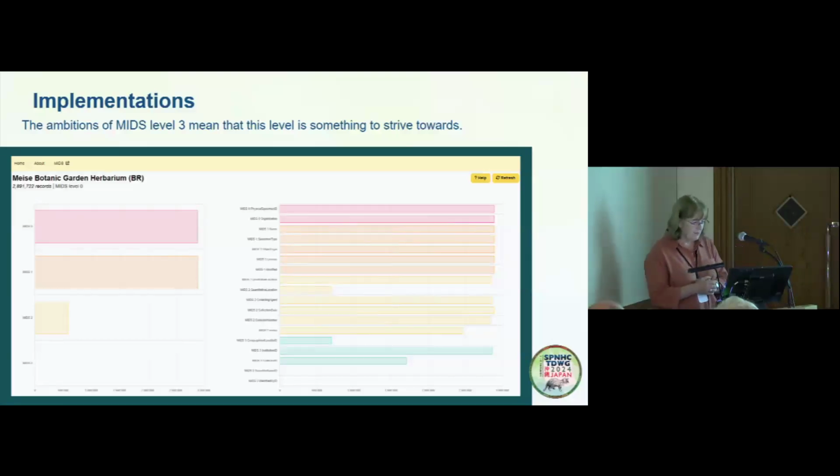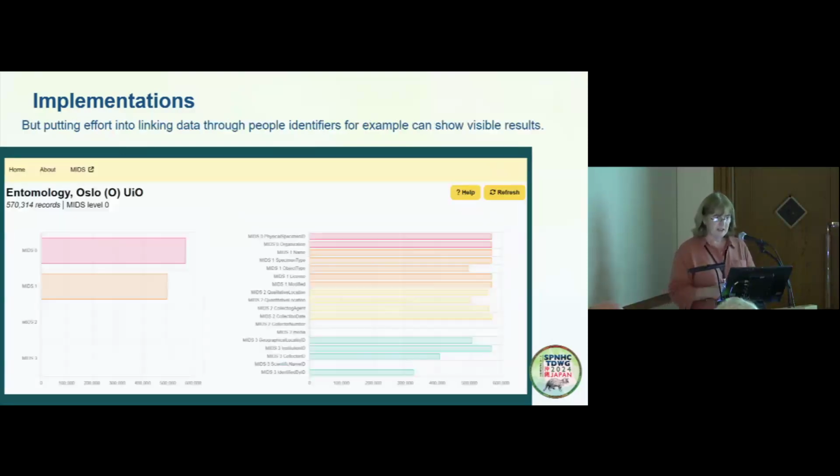So MIDS level 3 is a more ambitious target. But we are already seeing some collections including a number of identifiers in their data. And what's really interesting is when we look at some of the institutions who are putting a lot of work into the identifiers, we're seeing the impact of that. If we look at, for example, the Oslo data, as I say, that can show very visible results within the MIDS framework.